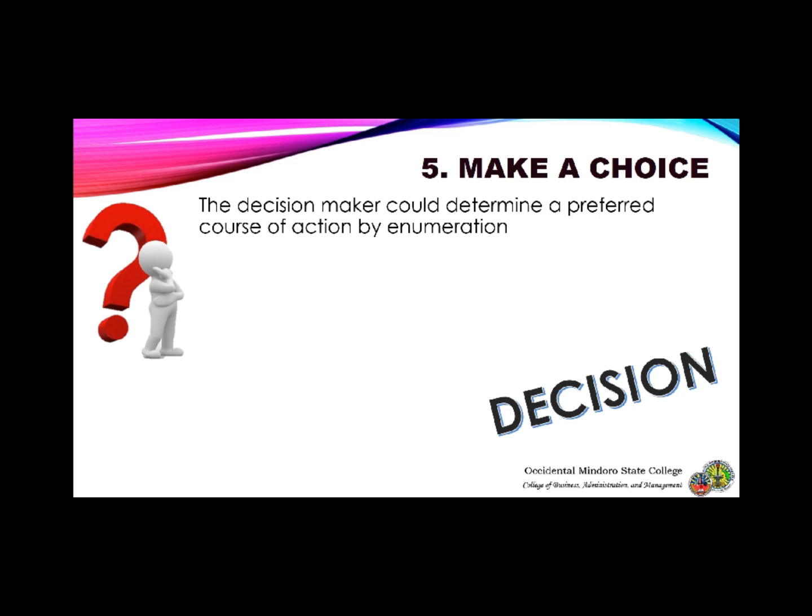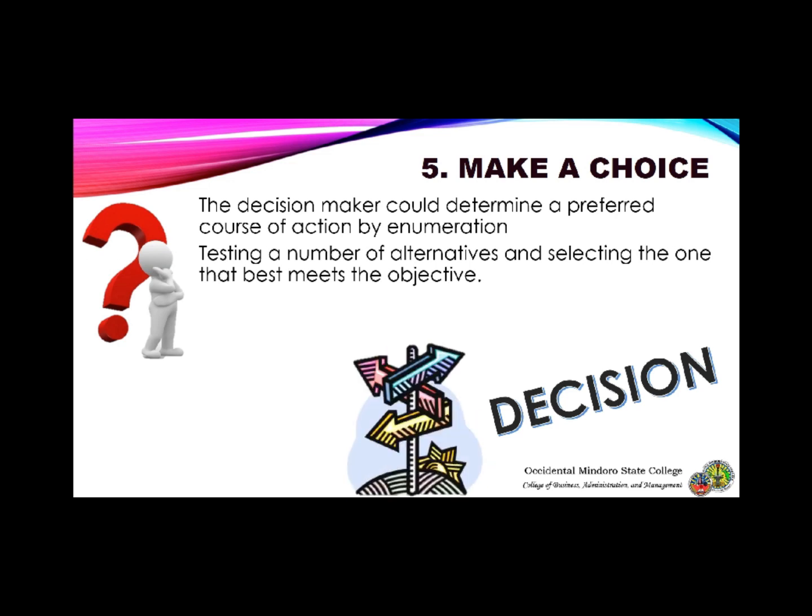The decision maker could determine a preferred course of action by enumeration, that is, by testing a number of alternatives and selecting the one that best meets the objective. This is fine for decisions involving a small number of choices. Remember, this is for a small number of choices, but it is impractical for more complex problems.